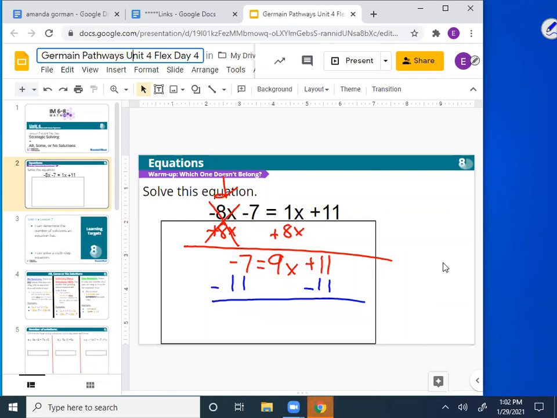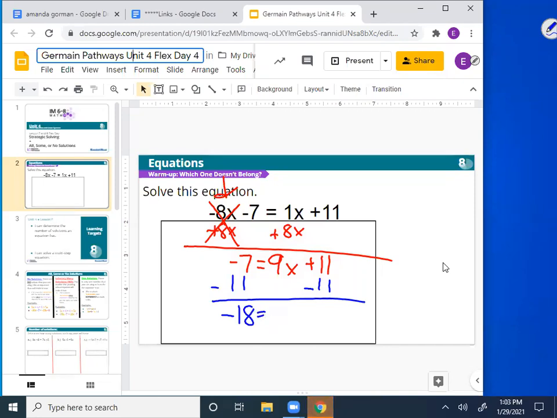Bridget and Ellison Button as well. What am I going to get? You're going to get negative 18. Good, because a negative plus another negative, or minus a number, negative minus a number, is like you add the two numbers together and then they're negative. Good. Negative 18 is equal to how much?